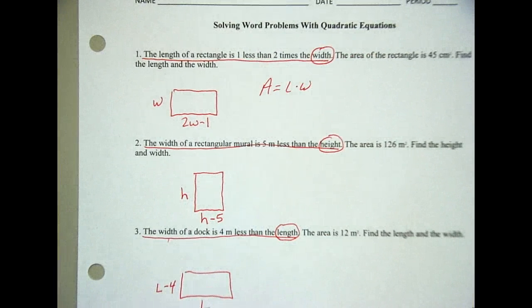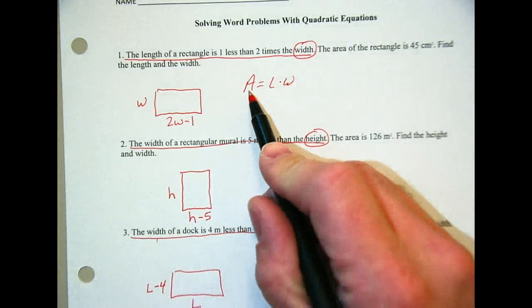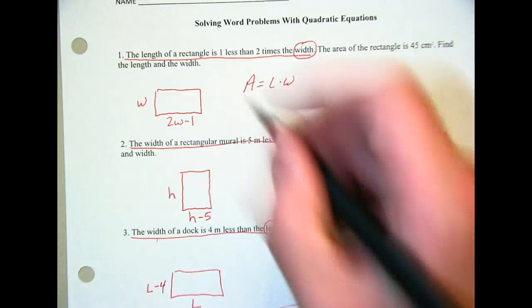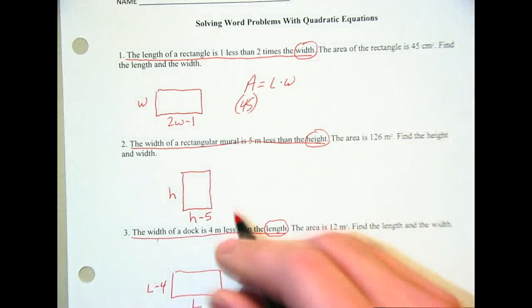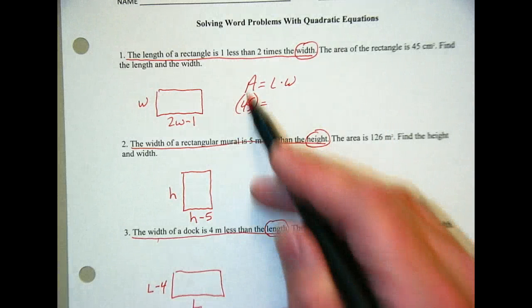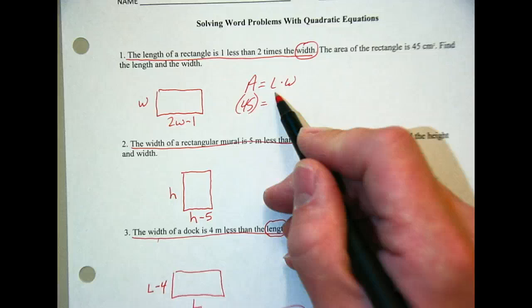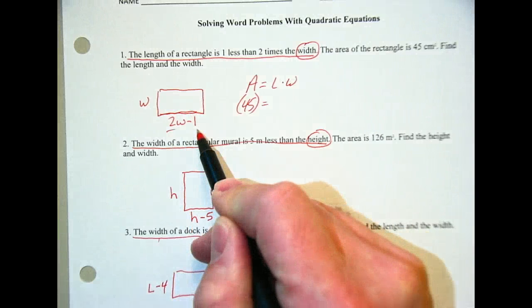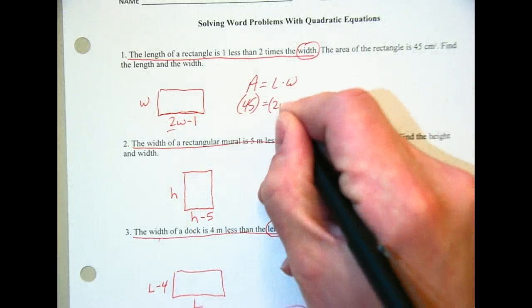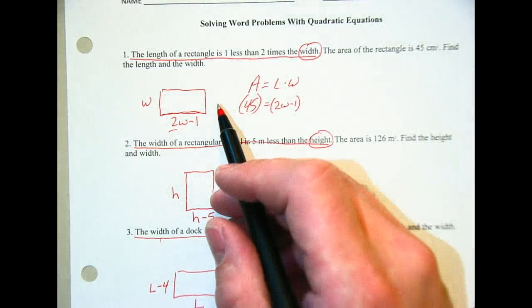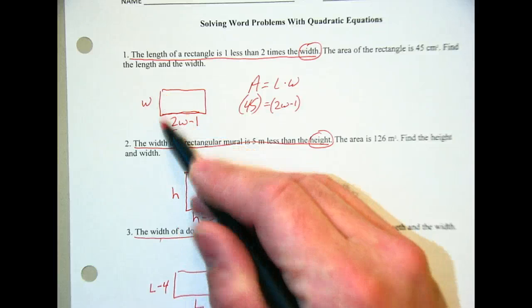Right? And so now we just plug in the pieces we know. Do we know the area? Yeah, what is it? 45. So that A becomes 45. Okay, the only reason I put parentheses around it is because I'm inputting it for A. Okay, do we know the length? Yeah, we know the length. It's this, right? We're calling it 2W minus 1. Do we know the width? Yeah, what are we calling it? W.